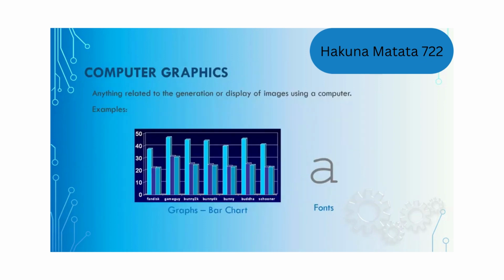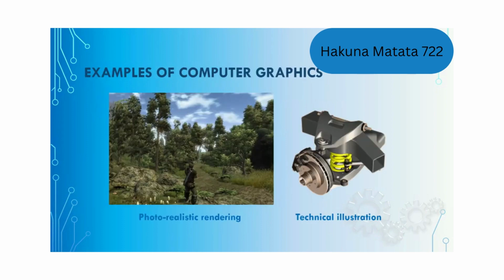So you may ask, what is computer graphics? Basically anything related to the generation or display of images using a computer, that is computer graphics. For example, displaying a bar chart on your computer requires computer graphics. And showing all the fonts on your computer also requires computer graphics. So these are some examples of computer graphics.